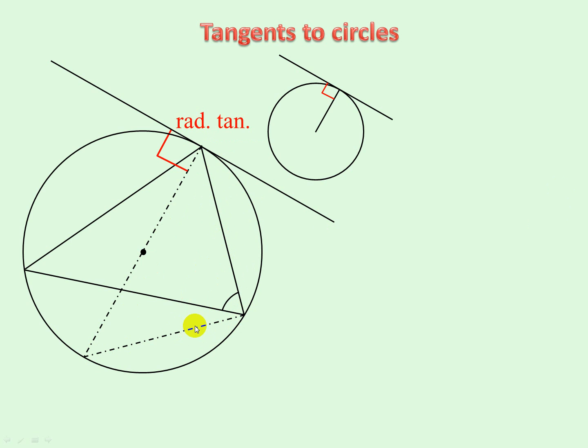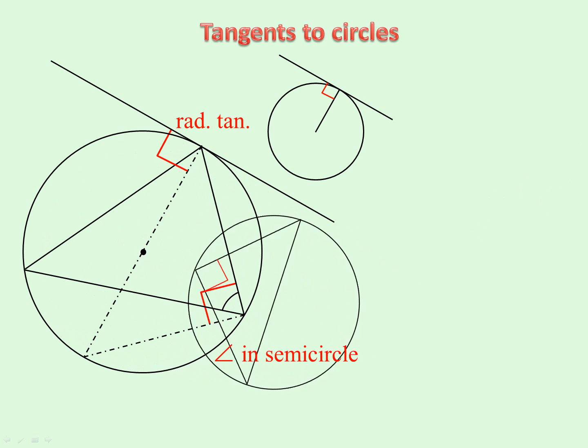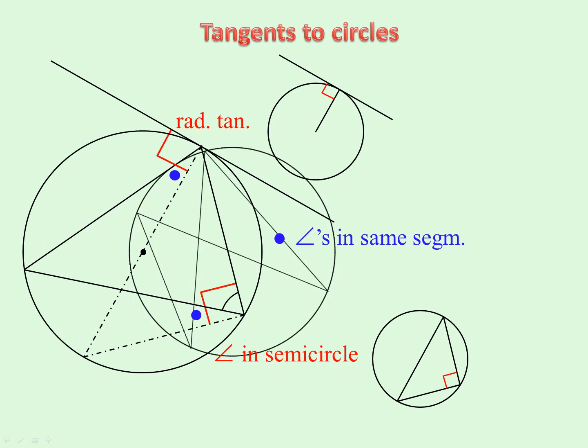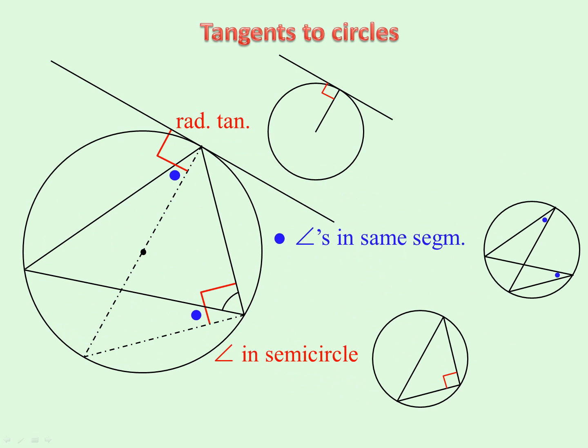Remember from the earlier circle theorems that if we draw a diameter and an angle in this segment here, that segment has a special name. This being a diameter, it's a semicircle. So this is an angle in a semicircle being 90 degrees. Angle in semicircle. Finally, we have our bow tie here, which means that we have angles in same segment equal to one another.